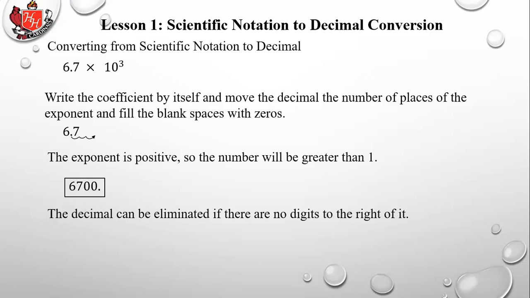The decimal can be eliminated if there are no digits to the right of it. Now, that concept of significant figures might have something to say about that. But it's very rare that you write a decimal point when there's not any digits to the right. It can be done, and again, it has to do with significant figures, so don't worry about that right now.